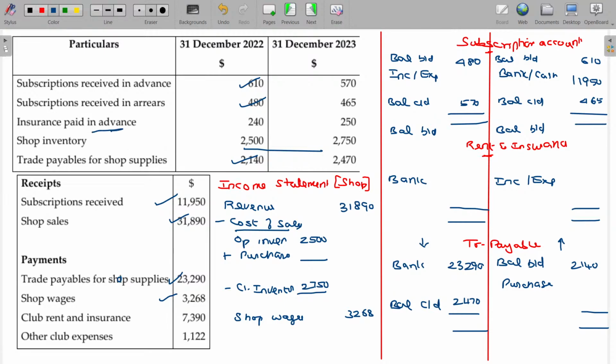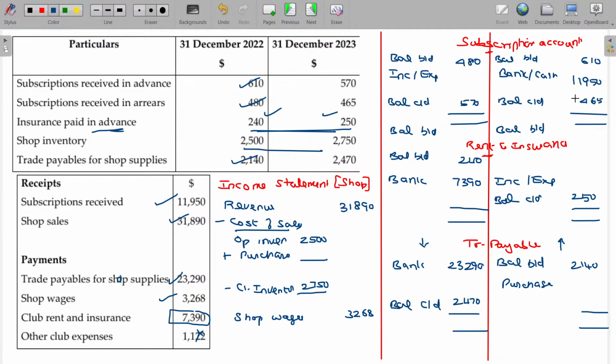Rent and insurance paid in advance. If the insurance payment is in advance, then it's an asset, should be posted here. Balance brought down, balance carried on. Advance being your assets. So 240 in the beginning asset, 250 in the end asset. Insurance paid in advance. And club rent and insurance paid being 7,390. Other club expenses not required. We are not going to bother about the other club expenses. We have posted all the items required.